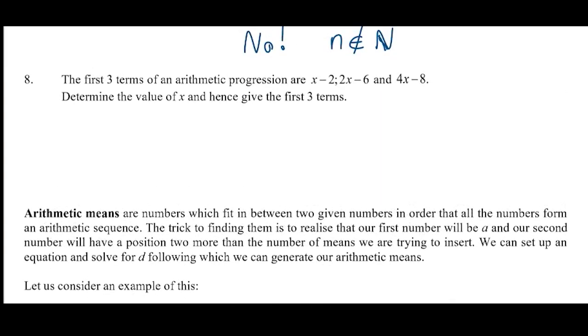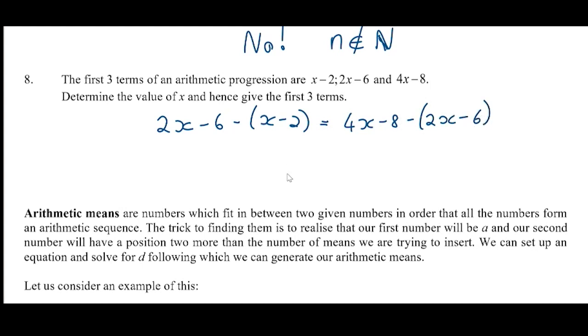The first 3 terms of an arithmetic progression are given as such. Now remember that the second one minus the first one must be the same as the third one minus the second one. So 2x minus 6 minus (x minus 2) must be the same as 4x minus 8 minus (2x minus 6). That's true for every arithmetic sequence. The third term minus the second term, or in fact any term minus the term before it, must be equal to any other term minus the term before that.